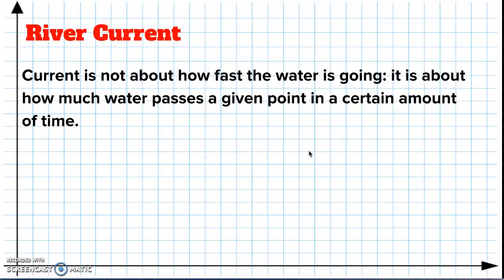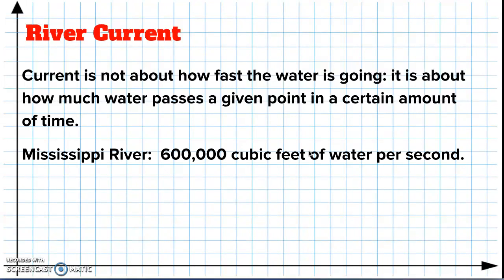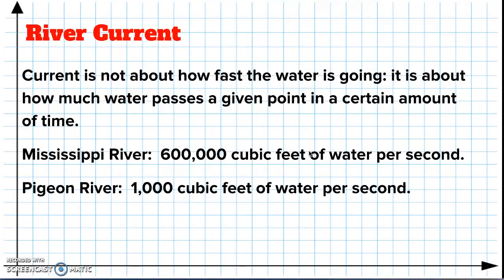Current is not about how fast the water is going. It's about how much water passes a given point in a given amount of time. For the Mississippi River, there's about 600,000 cubic feet of water that goes by every second. So every second, 600,000 cubic feet of water passes by a point or is dumped into Lake Pontchartrain at its terminus down in New Orleans. On the other hand, the Pigeon River only has about 1,000 cubic feet of water per second. So although it's moving faster, there's not nearly as much flow.